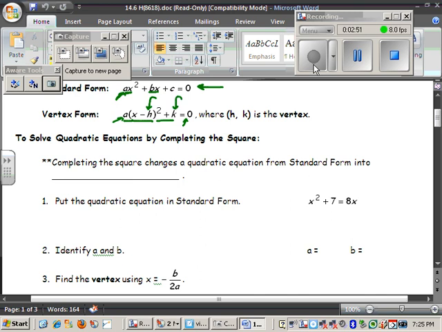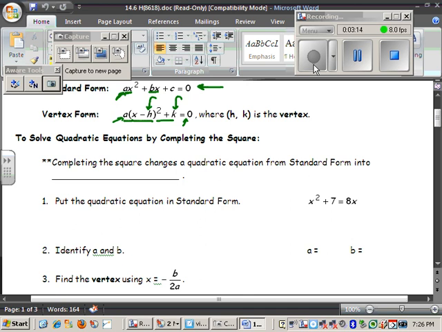When you put an equation in this form, the h and the k will actually be numbers, and those numbers represent the vertex. Anything in the location of the h in the formula will be the x of the vertex, and anything where the k is will be the y of the vertex.